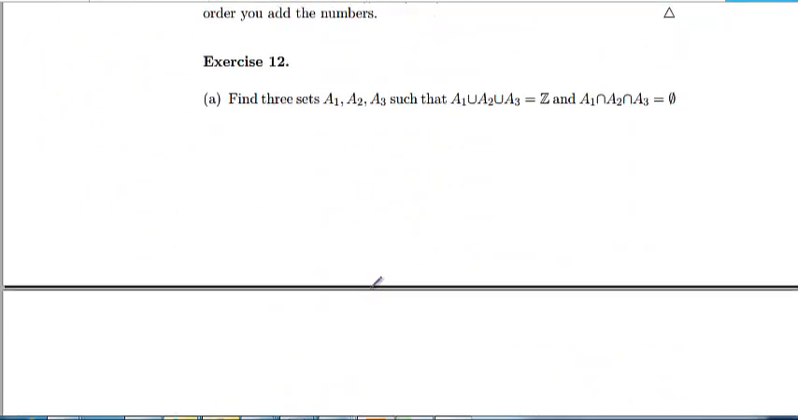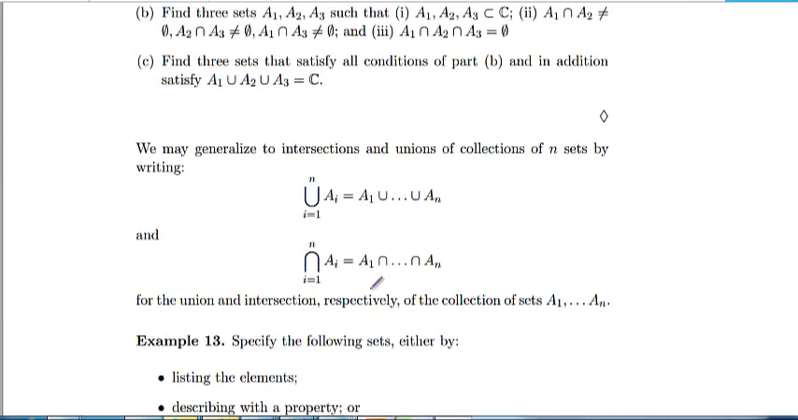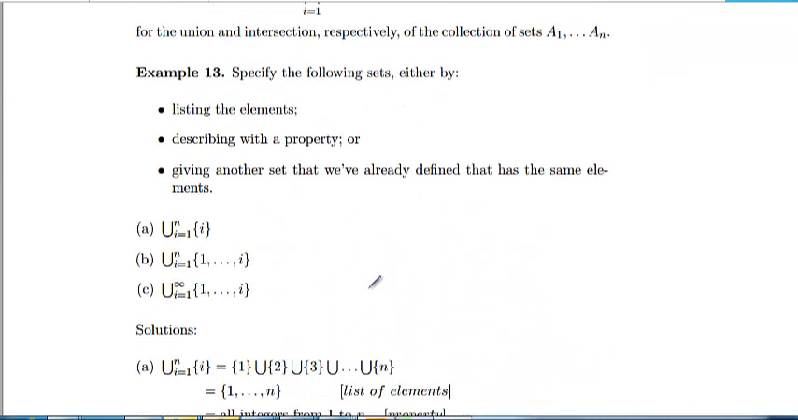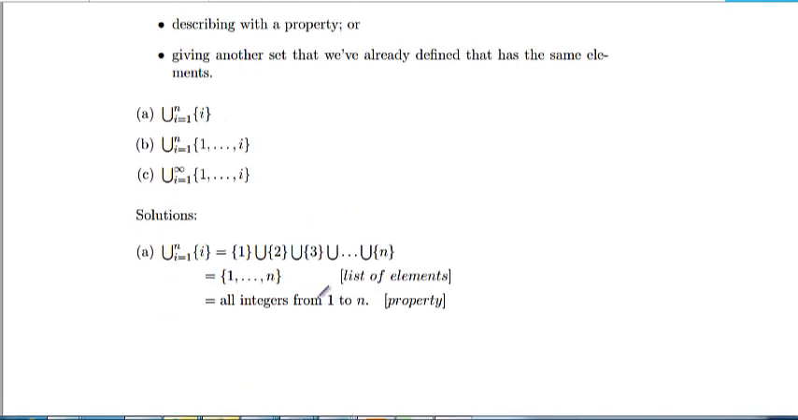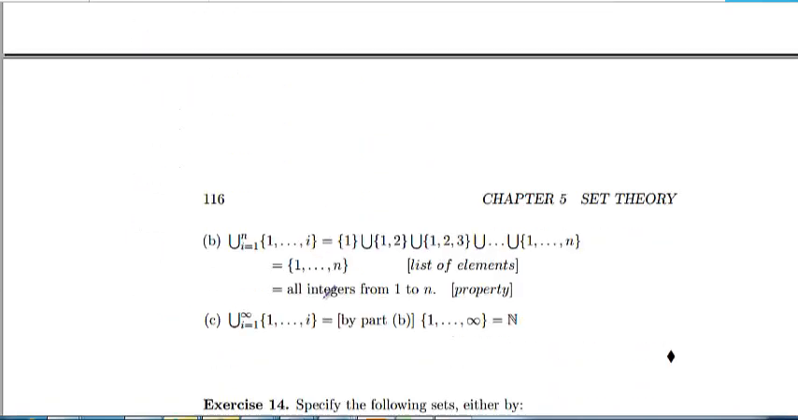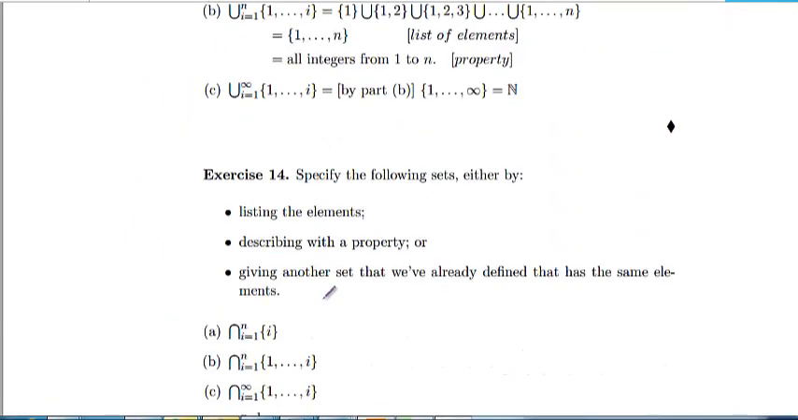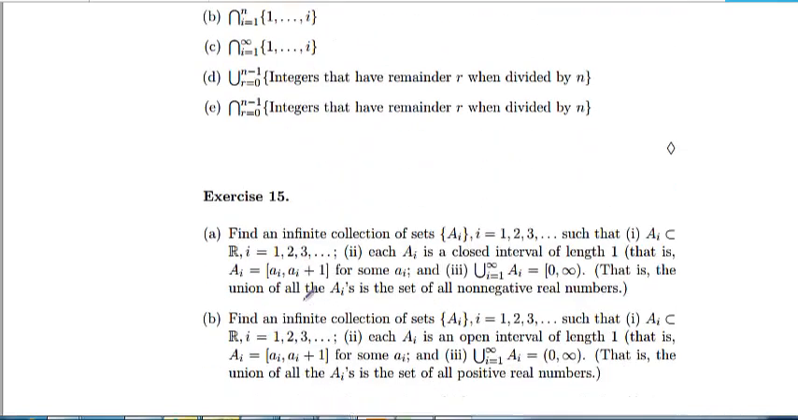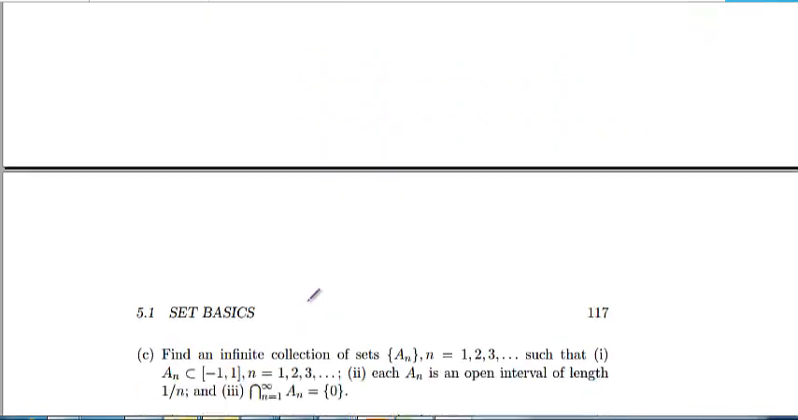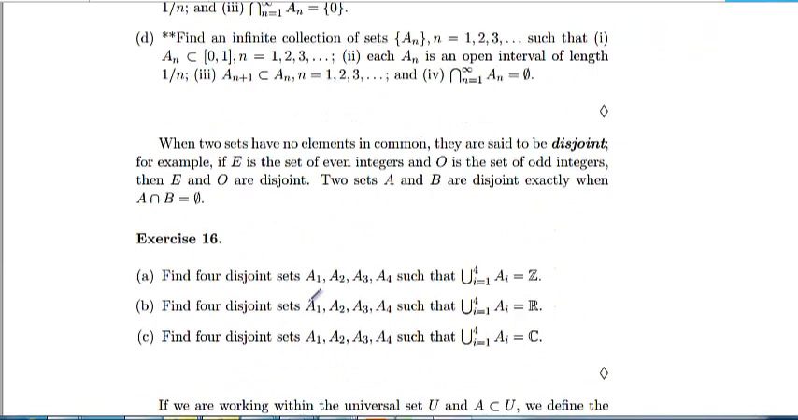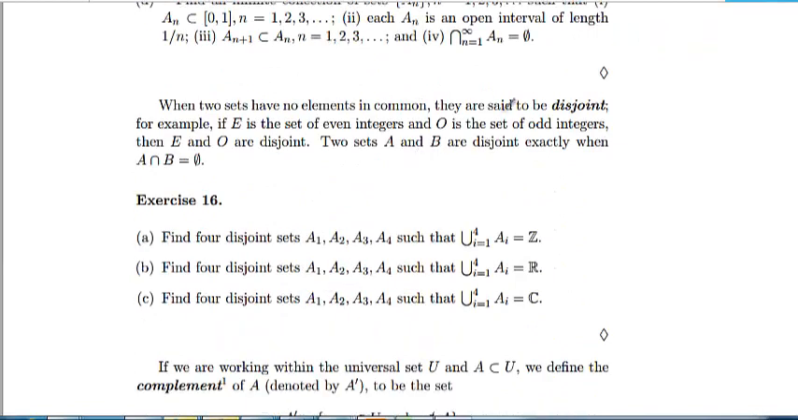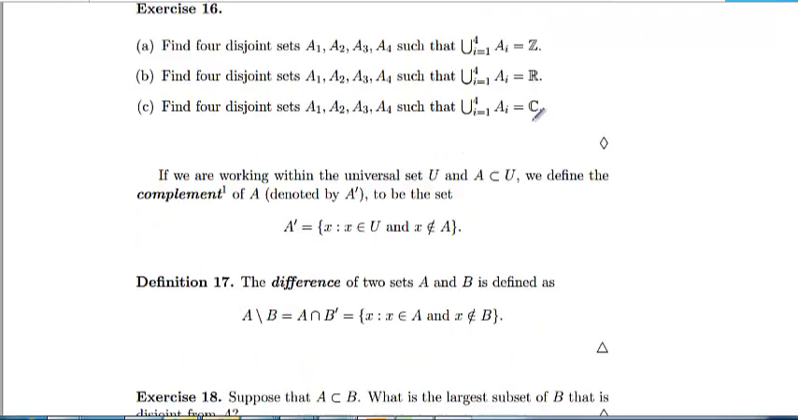And we can prove properties of these operations. So here's some various exercises with unions and so on. Some more exercises with unions and intersections. Two sets that have no elements in common are said to be disjoint.